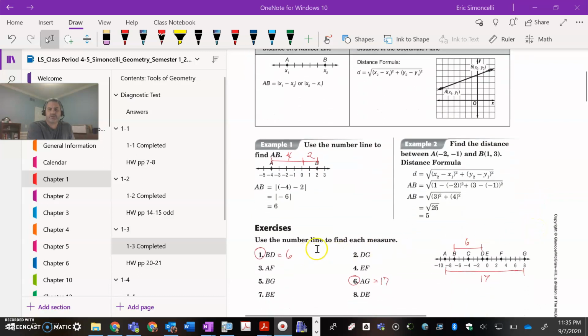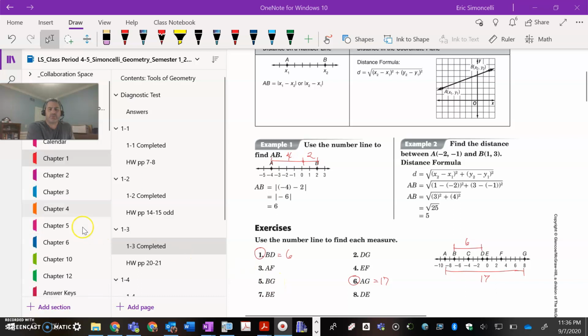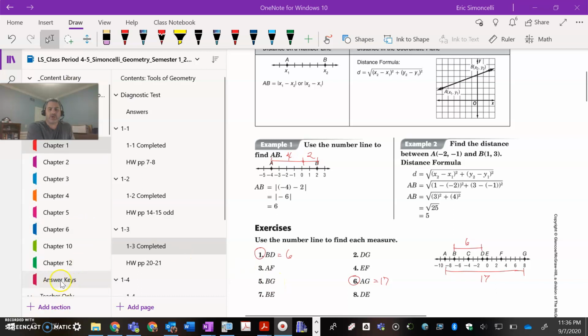The next little set of problems, the exercises, I've done 1 and 6. I encourage you to practice some of the others on your own. The answers are available if you look down at the content library right here where it says answer keys. I encourage you to take a look at that on your own at some point, and give yourself more practice. But I try to pick and choose, like always, some really good questions that challenge you and get the basic points across still.